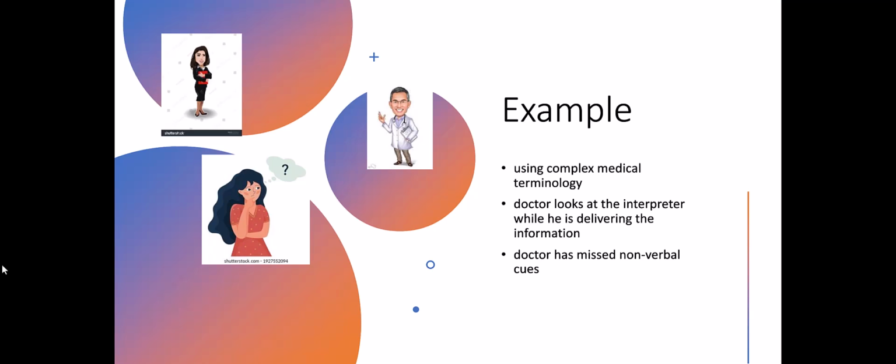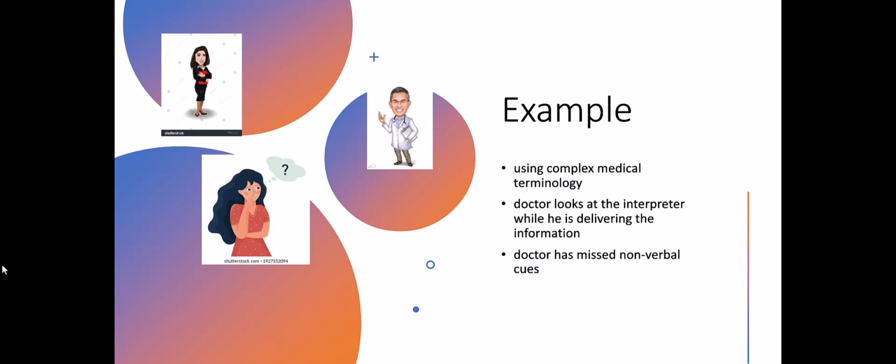Here's an example. An interpreter is at an encounter involving a doctor and Basma, an Arabic-speaking patient. During the appointment, the two discuss treatment options for a condition Basma has been newly diagnosed with. The doctor outlines various procedures, sometimes using complex medical terminology, while Basma nods politely, not wanting to interrupt. And even though the interpreter has guided the doctor to speak directly to the patient, the interpreter notices that the doctor looks at the interpreter while he is delivering the information.